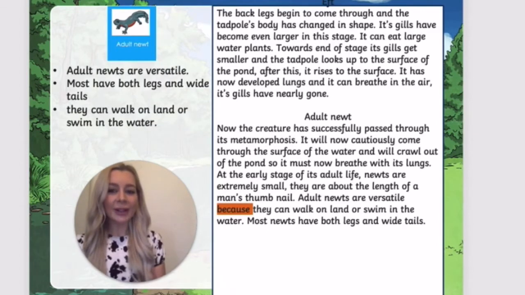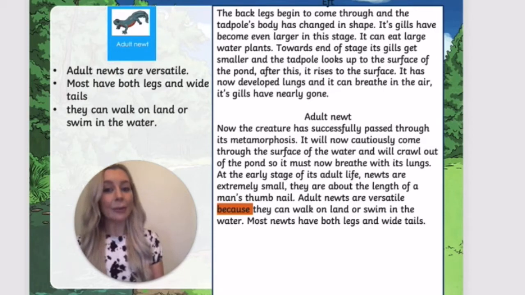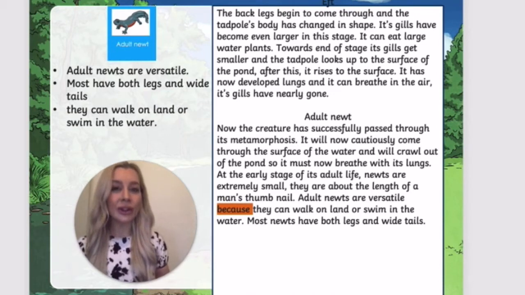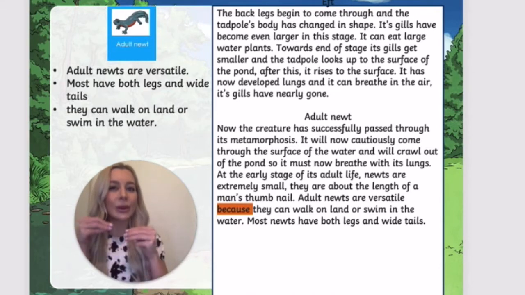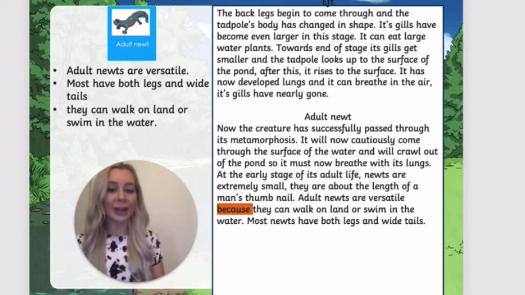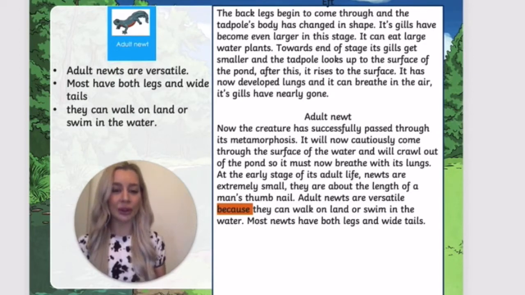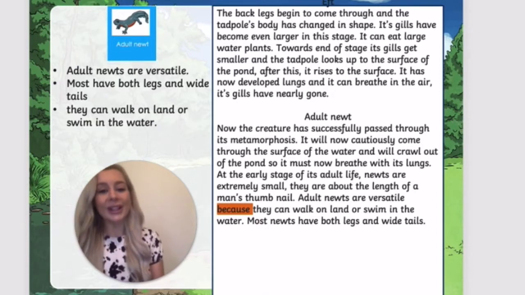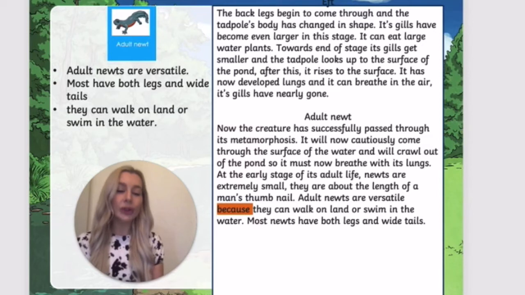Adult newts are versatile. Most have both legs and wide tails. They can walk on land or swim in water. The first 2 bullet points there seem to go well together. And again, I'm going to use a causal conjunction to join those 2 ideas into one sentence. Adult newts are versatile. They can walk on land or swim in water. Now, how can I use a causal conjunction there? Adult newts are versatile because they can walk on land or swim in water.